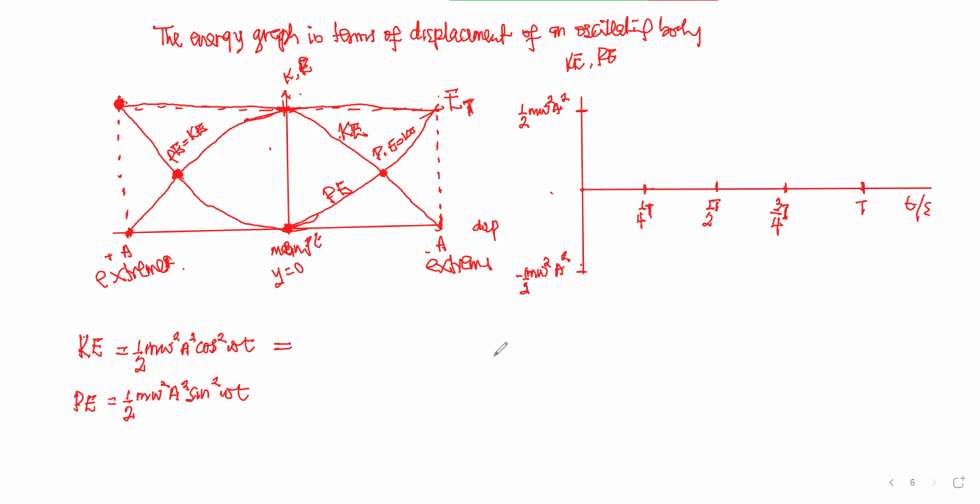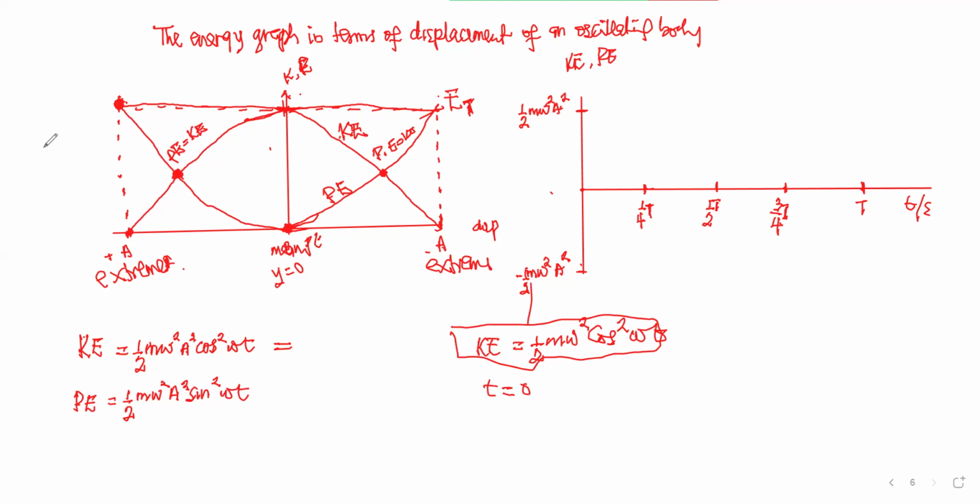kinetic energy first. So using KE is equal to half m omega squared cos squared omega t. Please don't forget, this can also be angles, 90, 180, 270, and 360. So you can either calculate using angles or using time. Now, when t is equal to 0, what will be the kinetic energy? We are using this to plot. So when t is equal to 0, what will be KE?